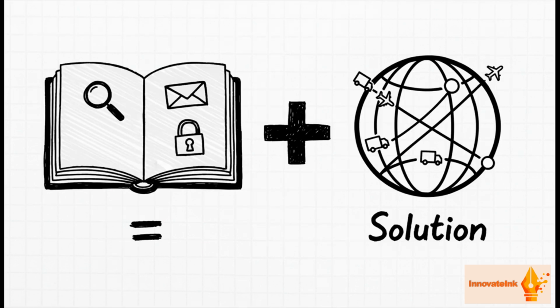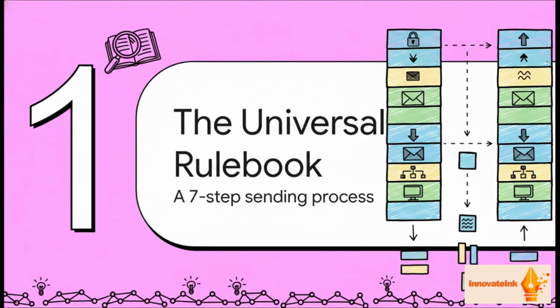day. To solve this massive encyclopedia puzzle, you'd really need two things. First, you need a universal rulebook that everyone involved agrees on, from how to pack the boxes to how to write the address. And second, you need a dependable delivery network to actually get those boxes from point A to point B. And guess what? The internet is built on those exact same two ideas. So, let's start with that rulebook.